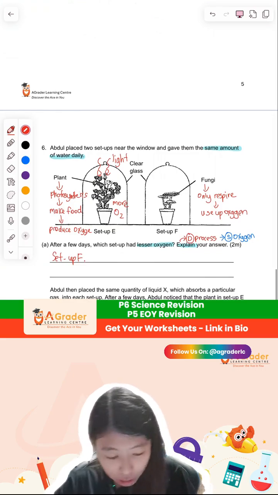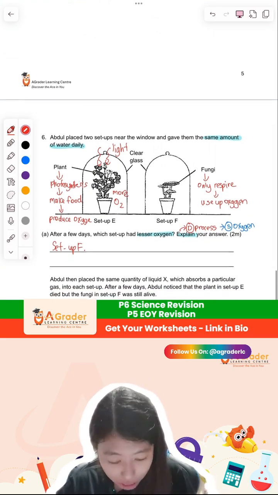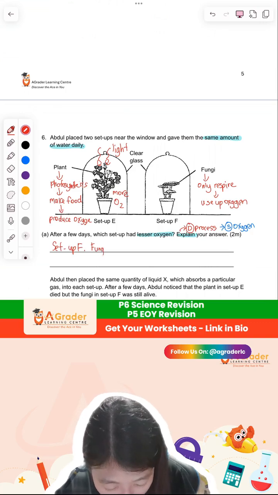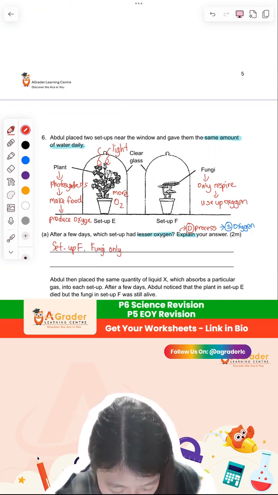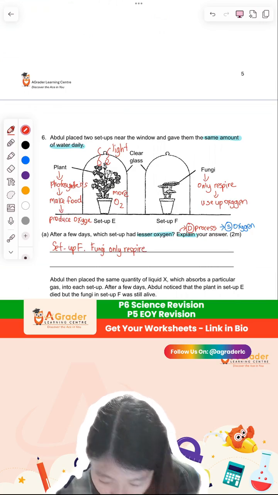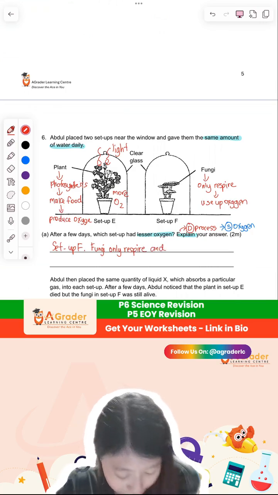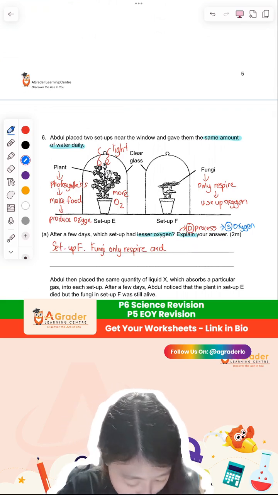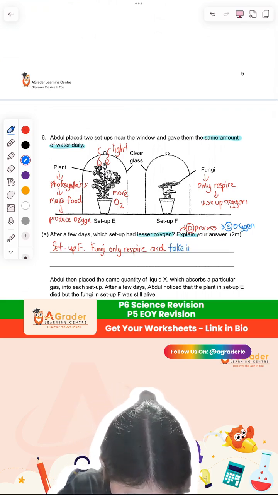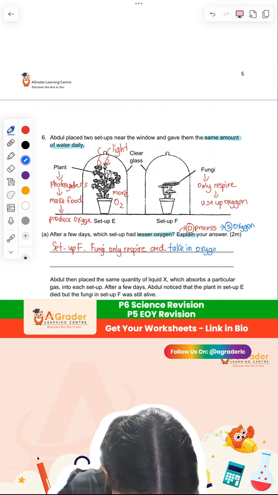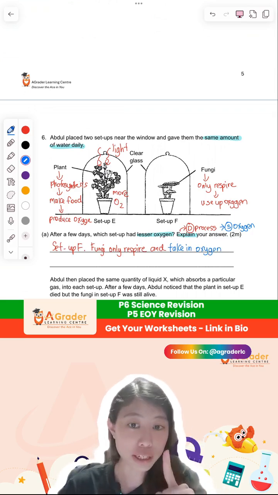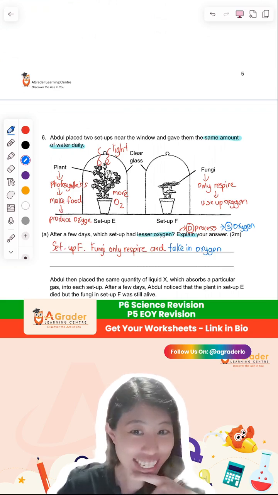So for this, let's describe about fungi first. So we need to say that fungi only respire and take in oxygen.